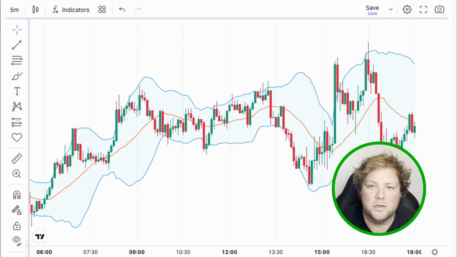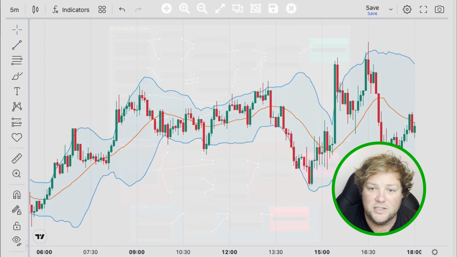Here's how the strategy works. We first look for buying opportunities when the price hits the lower Bollinger Band, signaling that the market may be oversold and due for a bounce back. But we don't just jump in based on the Bollinger Bands alone. We need confirmation from other indicators to increase the probability of success.